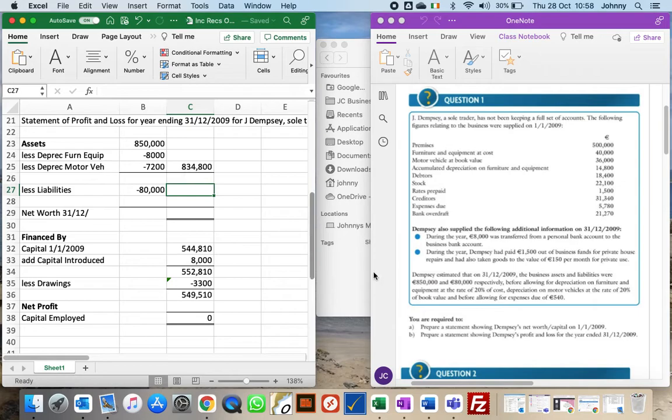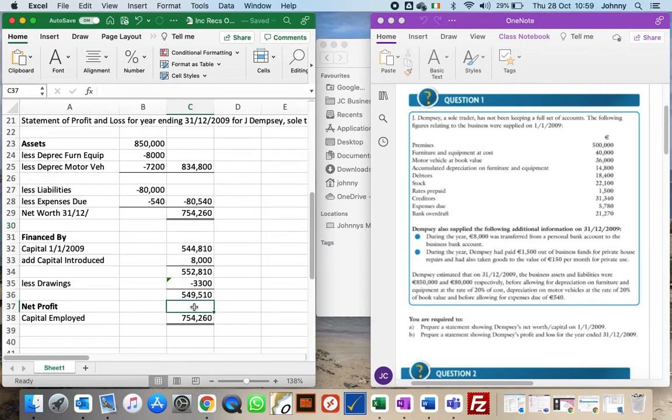my liabilities. Now, depreciation of motor vehicle we have that. Book value, okay, expenses due 540. So that's going to be a liability. $540. So our assets are really worth 834,800. Take away our liabilities. So that means the business is really worth 754,260.